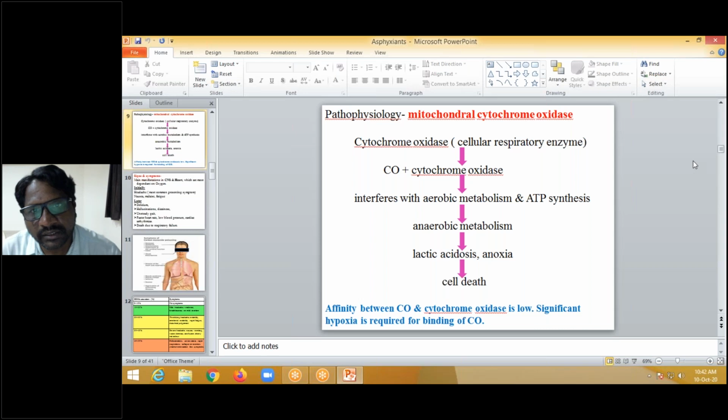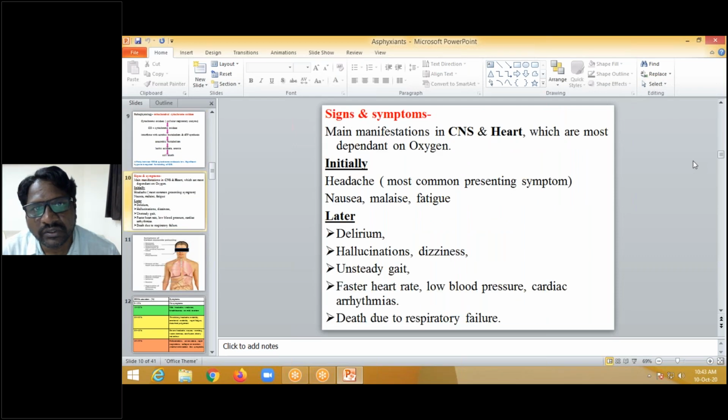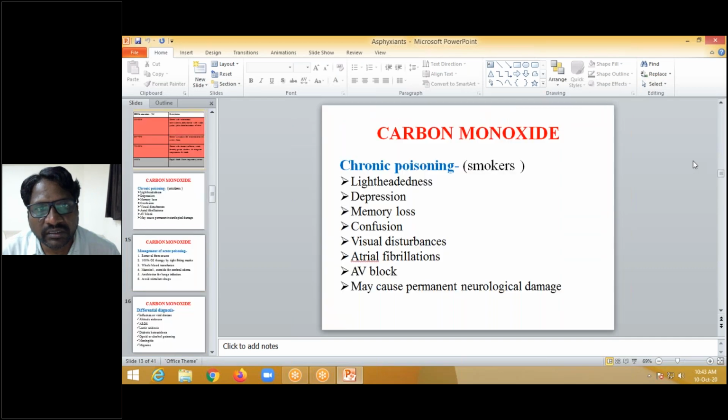Because it combines with the myoglobin, it may lead to depression of the cardiac tissue, and it may lead to sudden stoppage of the heart and death of the individual. At the same time, it combines with mitochondrial cytochrome oxidase, and it may lead to lactic acidosis and cell death also. We already discussed the signs and symptoms and the saturation levels.